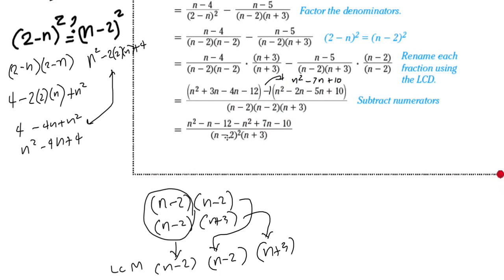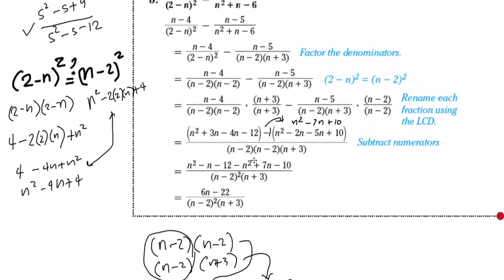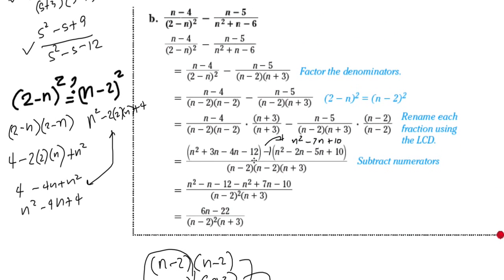Okay? And we simply combine our like terms. N squared and n squared go away. That becomes 0. Negative n plus 7n becomes 6n. And negative 12 minus 10 becomes negative 22. And this is now the difference of those two rational expressions using LCDs.